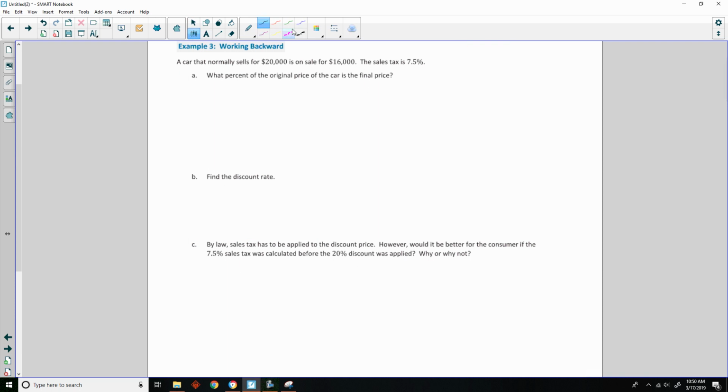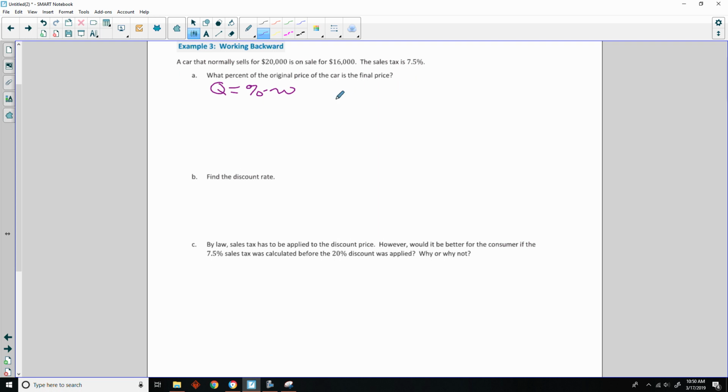Okay, example 3 is working backwards. So now we can also work backwards. A car that normally sells for $20,000 is on sale for $16,000. The sales tax is 7.5%. What percent of the original price of the car is the final price? So we're going to use our formula, Q equals percent times the whole.